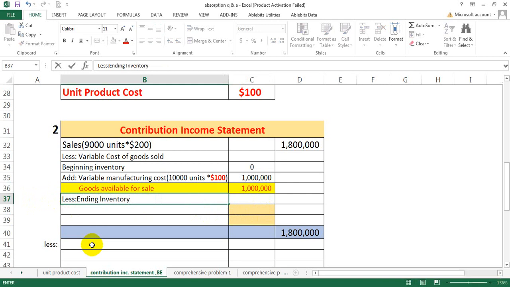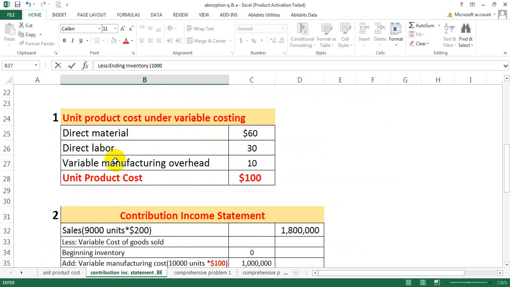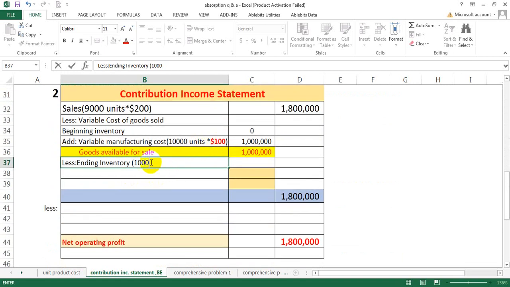And my ending inventory is, remember, 1000 units. How did I find this 1000? You can see here, the company produced 10,000 units and sold 9,000 units. So at the end, or on hand, they have 1000 units. So I will take this 1000 multiplied by $100, right?